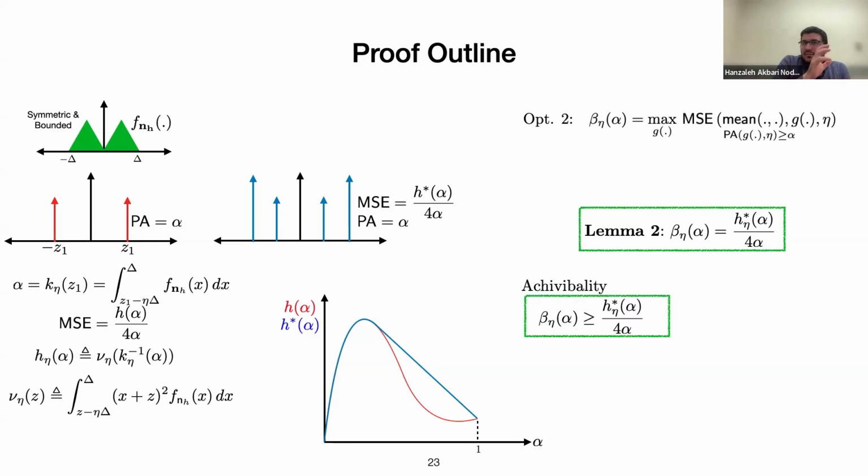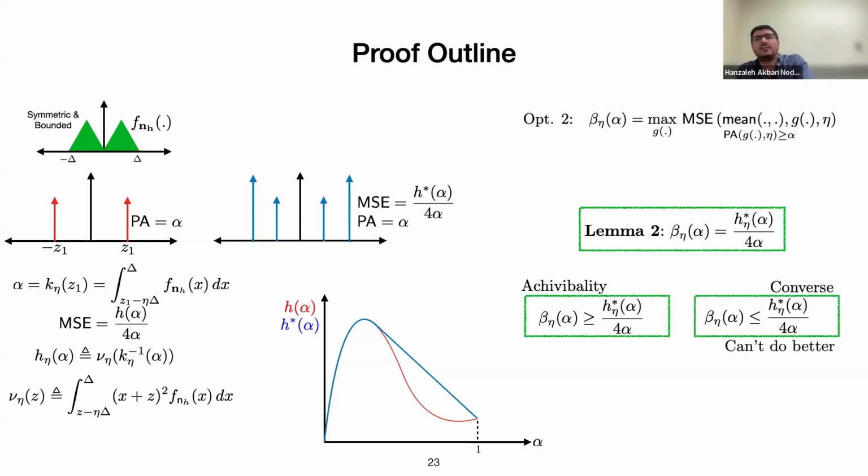So it means that we have an achievability scheme here. We could find a noise where the probability of acceptance is alpha, and the MSE is h star of alpha divided by 4 alpha. So clearly the result of optimization 2, where we try to maximize the MMSE, would be at least this number. And then we show that we can't do better. We will prove the converse. By combining the two results, the result of optimization 2 is h star of alpha divided by 4 alpha. So that's it.